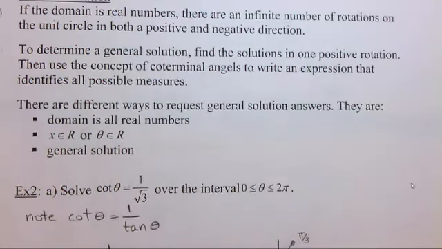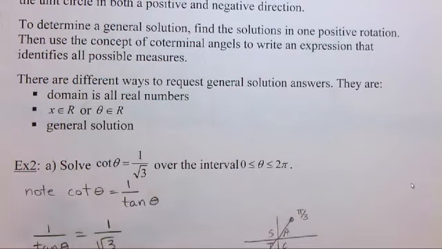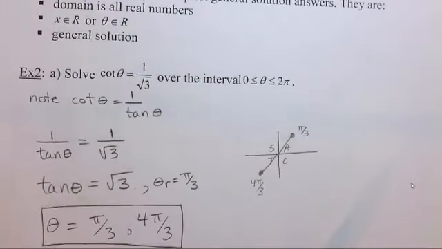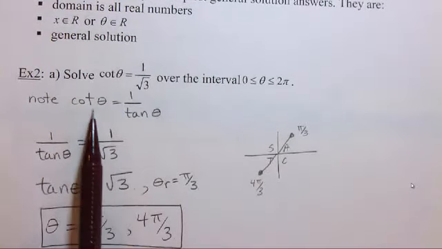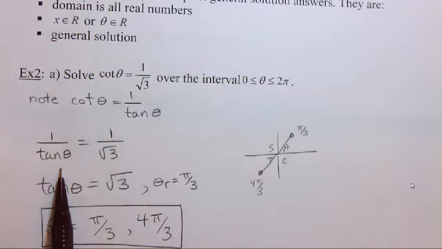So this first example says solve cotangent theta equals 1 over root 3 over the interval 0 to 2π, where theta lies. Now, this is exactly the same question that we've been doing before, so I just took the liberty to write out the answer. Cotangent, remember, is 1 over tan theta. So it's just like rewriting the cotangent part, and then we're going to solve it for tan theta. So tan theta is root 3.